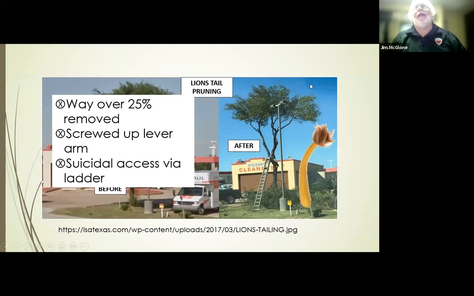And this, of course, is the lion's tail, which is why we call this lion tailing. Not a good thing to do to your tree. You're really messing up the physics of the tree.